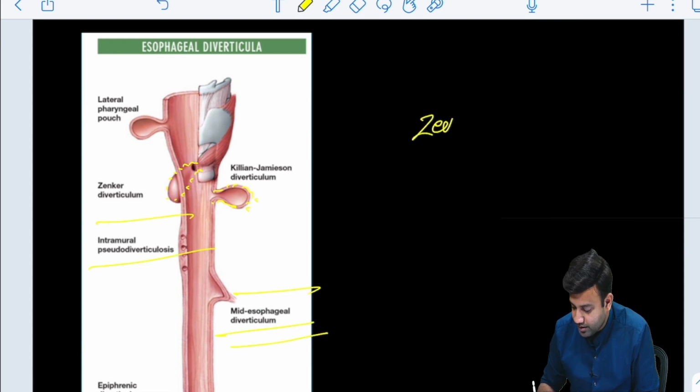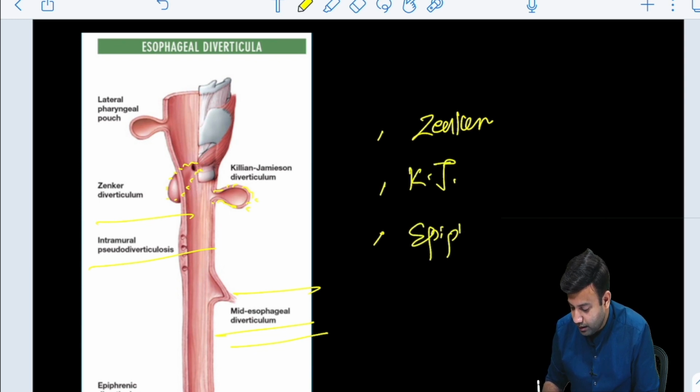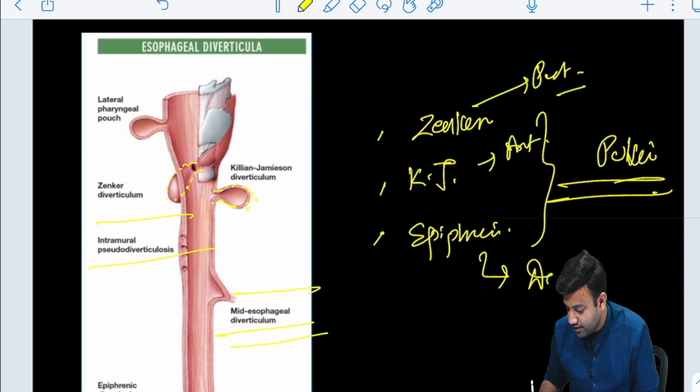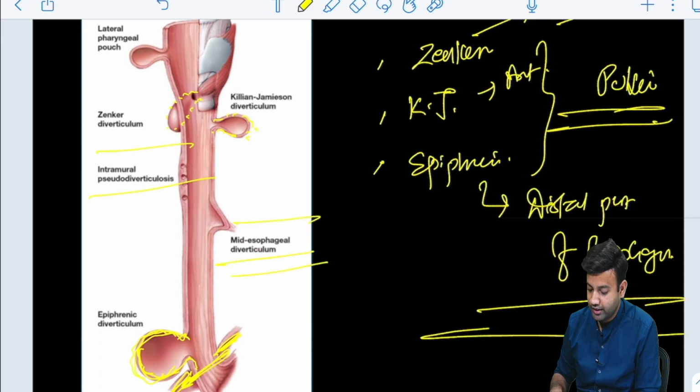So we have studied Zenker's diverticulum, Killian-Jamieson diverticulum, and epiphrenic diverticulum. All are pulsion diverticula. Zenker's is posteriorly directed, Killian-Jamieson is anteriorly directed, and epiphrenic is in the distal part of the esophagus. For Zenker's, the important thing is Killian's dehiscence. So we are done with the diverticulum part.